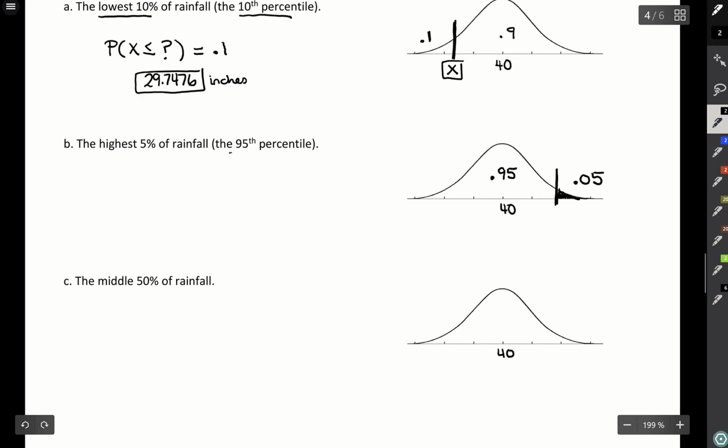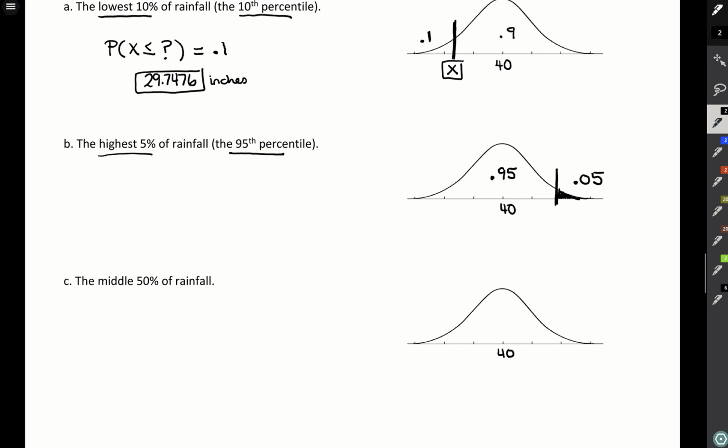So that's why this would be considered the 95th percentile. It's because 95% of values are to the left. It's always in terms of to the left. It doesn't matter that they are looking for the highest 5%, that's the same thing as saying the 95th percentile.